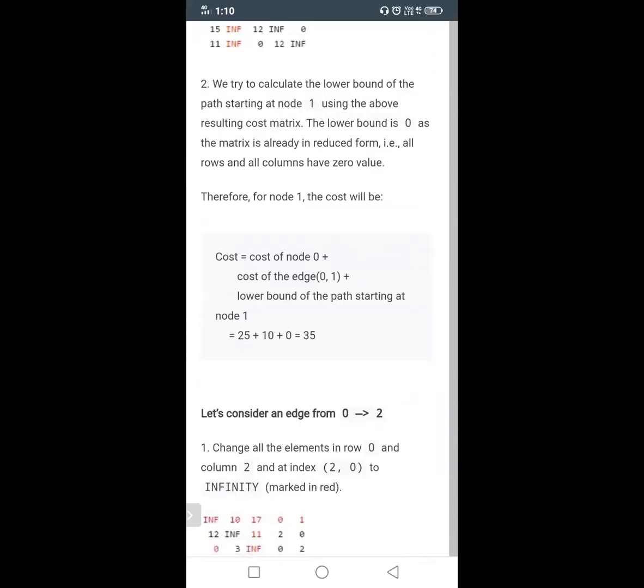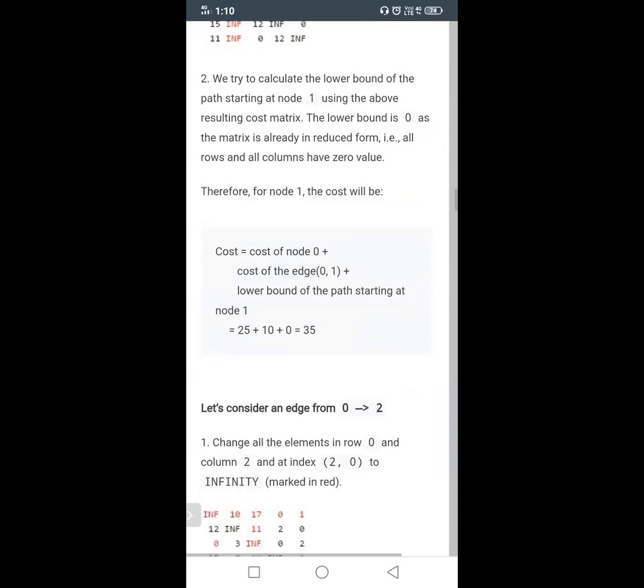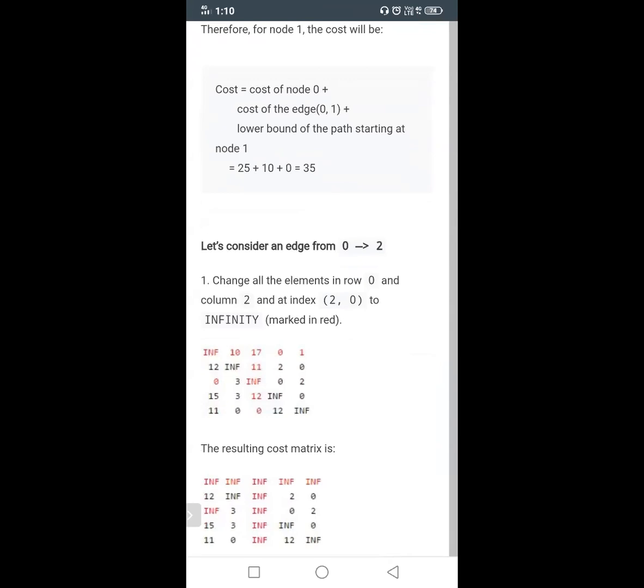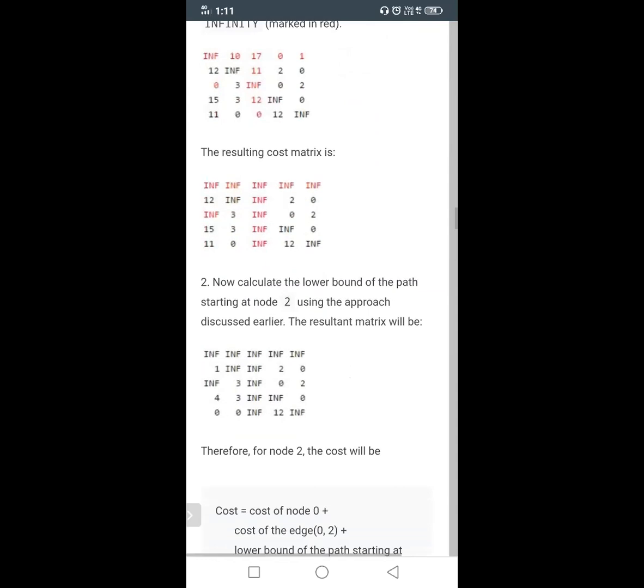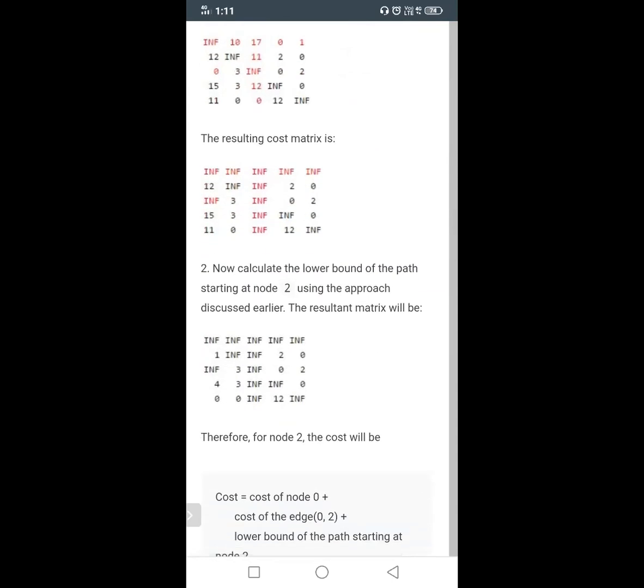Then you have to consider 0th row, second column. Make 0th row second column infinity, and 2, 0 also infinity. Then you have to calculate the lower bound of the path starting at node 2 using the approach discussed previously. That is, we just calculate the row sum and column sum.